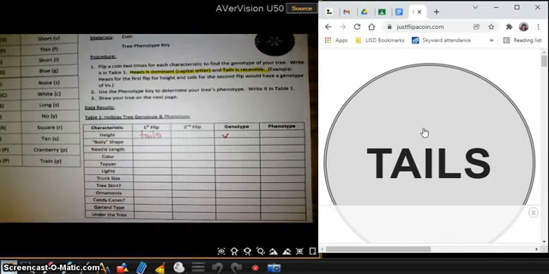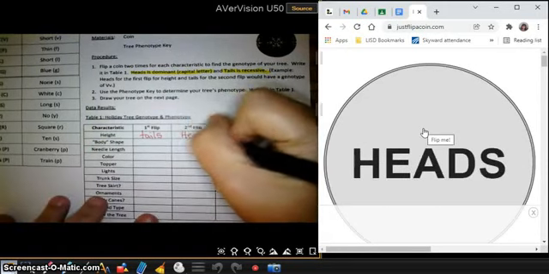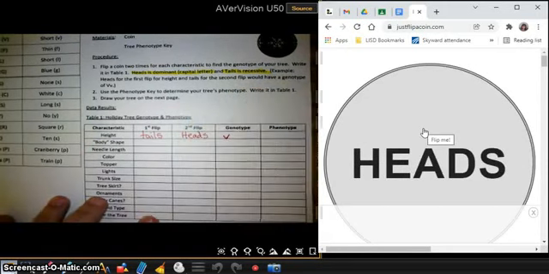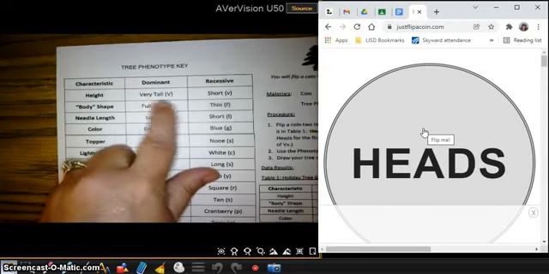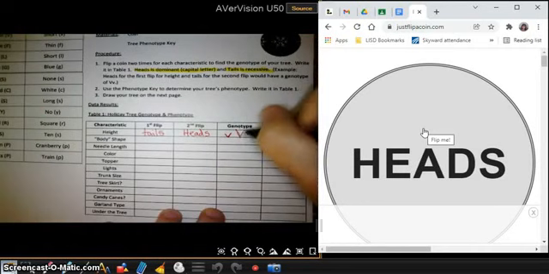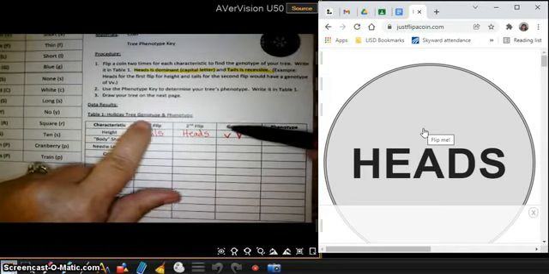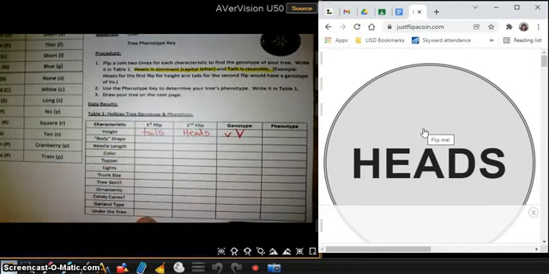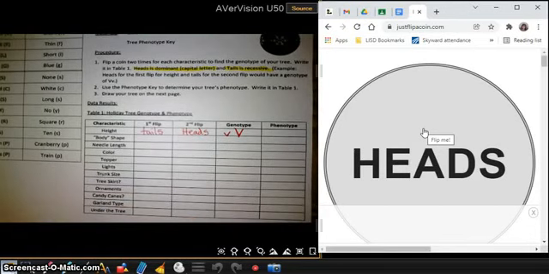Now I'm going to flip again, my second flip, and I got heads. So I'm going to write heads as my second flip. And that means it's the dominant trait, meaning I'm going to write a capital letter. And for very tall, capital letter V is the dominant trait. So I'm going to put a V. Now, most of the time, you're going to see the capital written first. I'm just doing it this way so that everything that's in the first column is from the first flip, and everything that's in the second column is for the second flip.